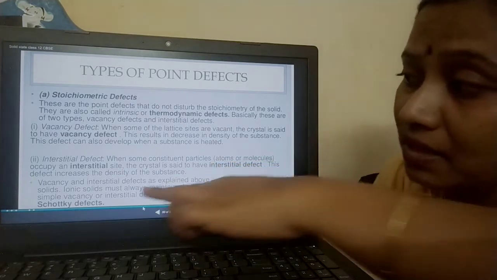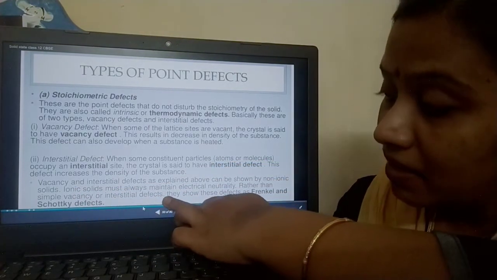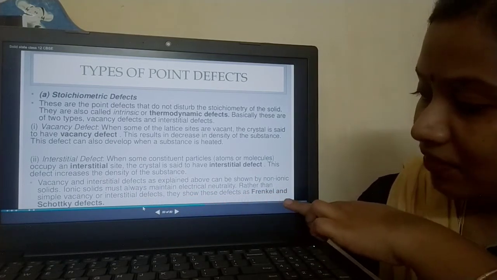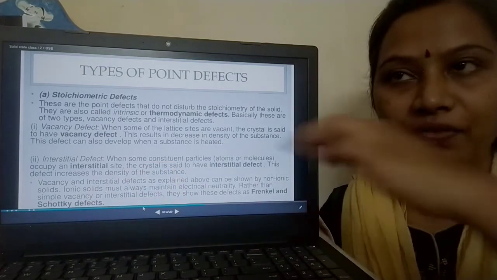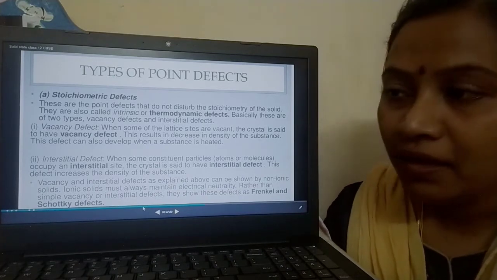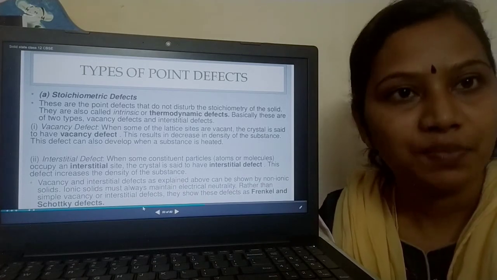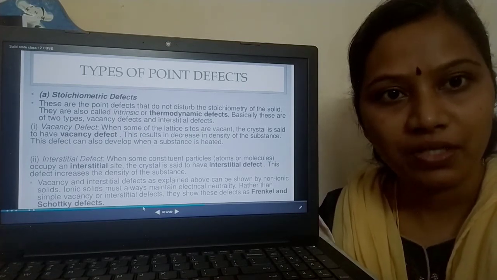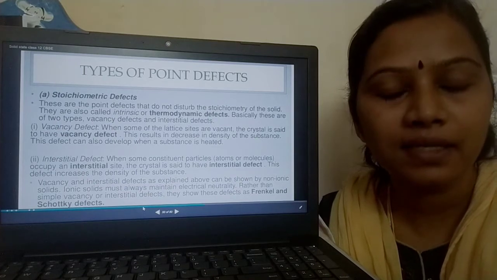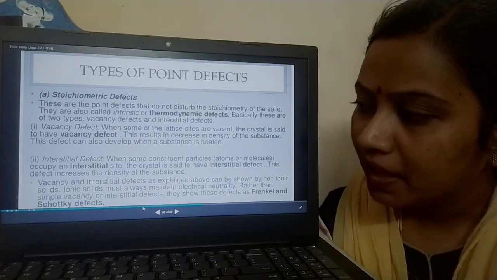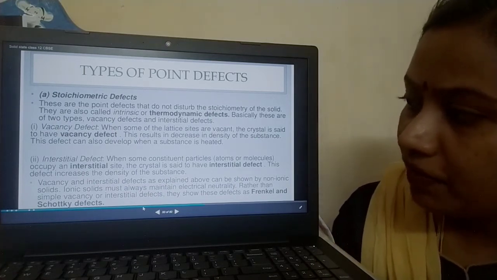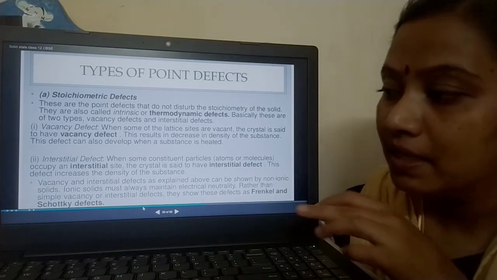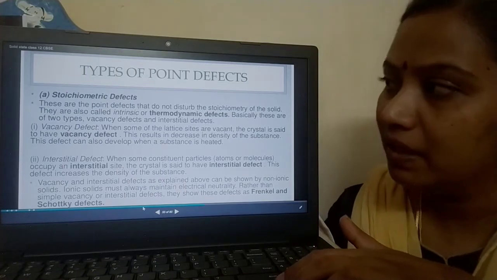Rather than simple vacancy or interstitial defect, ionic solids show these effects as Frenkel and Schottky defects. So here, ionic solids want to bear a special name. For non-ionic solids, we literally said vacancy and interstitial. Vacancy, less number; interstitial, increase in number. In the case of ionic solids, we mention a special name for defects in ionic solids, Schottky and Frenkel defects. We will be seeing that.